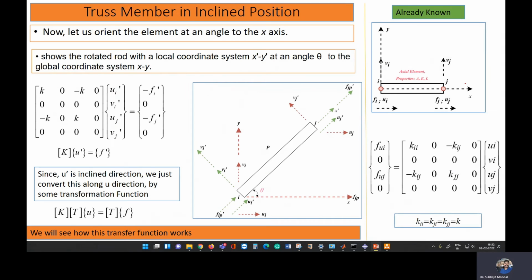Now if this member is oriented at some angle, and you write it in this way, we can say this is our theta angle. Now our axial direction is uj dash and vj dash if you consider the jth node, and at the ith node the deformation along the axial direction will be ui dash, and this side, which is perpendicular, is your vi dash.